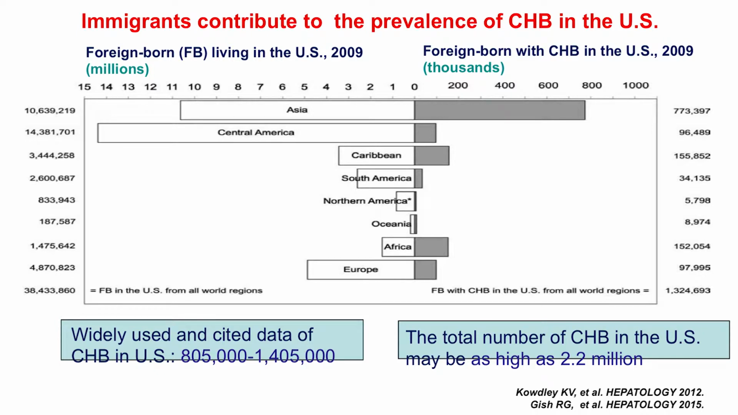The left panel is the number of immigrants from other parts of the world. The right panel is the number of immigrants with hepatitis B surface antigen positivity. We can see the total number of Asian immigrants is the second largest next to Central American, whereas the total number of surface antigen positives imported is the highest. So this will cause some specific problems.